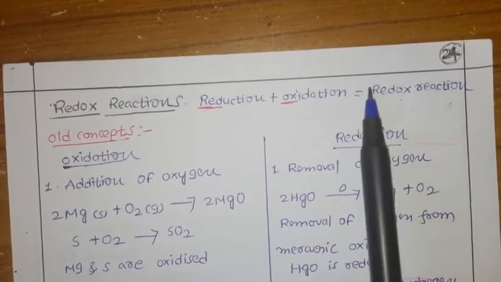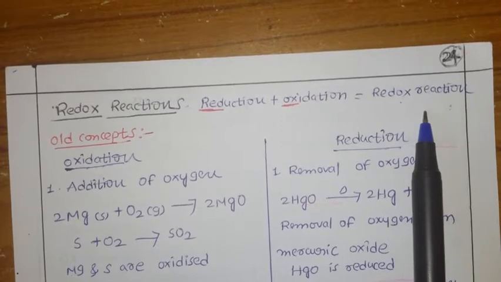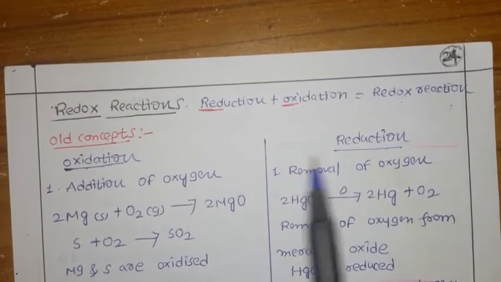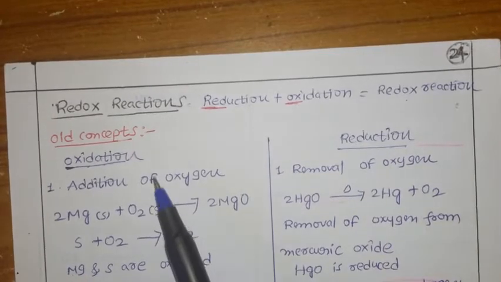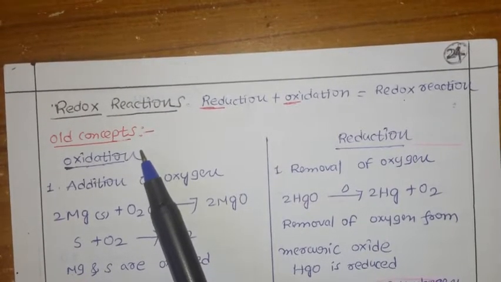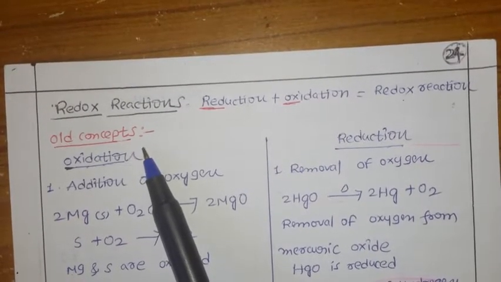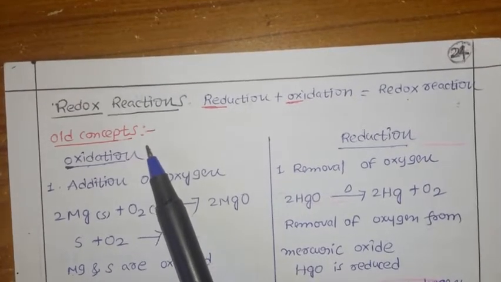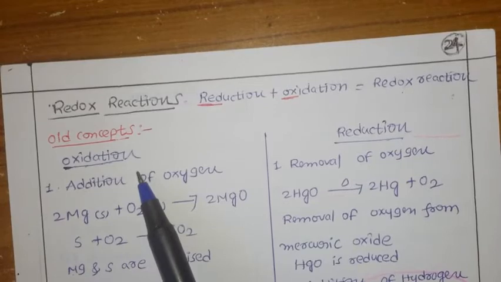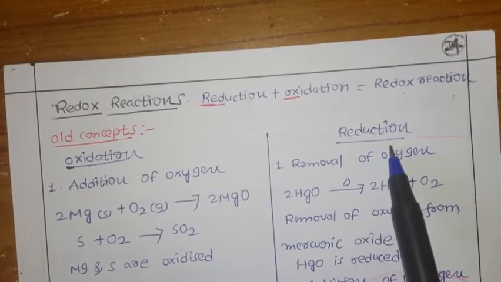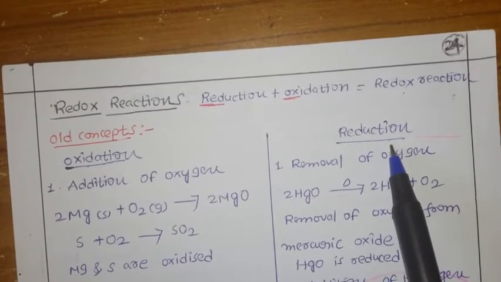Before going to the redox reaction, we should have a clear idea about what oxidation and reduction are. Here we have two concepts. First I am going to discuss the older concept, then afterwards we will switch to the modern concept. According to the old concept, I will discuss the definition of oxidation and the definition of reduction one by one with examples.